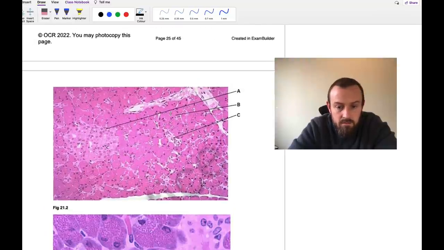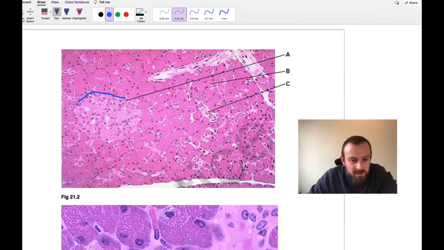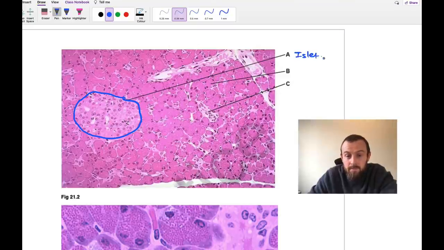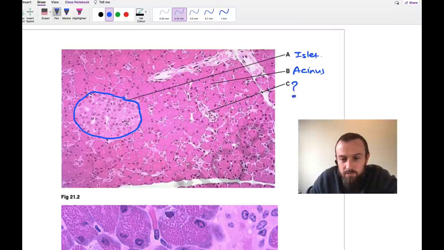Okay, let's zoom in. The islet of Langerhans is A. If I draw around the outside of it, you can kind of see that the islet of Langerhans is a kind of circular thing. So that is A, and that's the islet. The acinus may be a little bit more difficult to see, and that is B. What C is questionable, but it's one of those interlobular or intralobular ducts or a vein or an artery or some sort of connective tissue, you know, that other stuff.